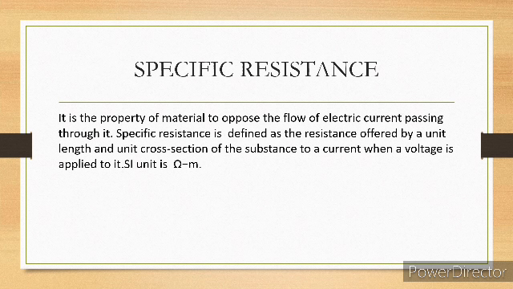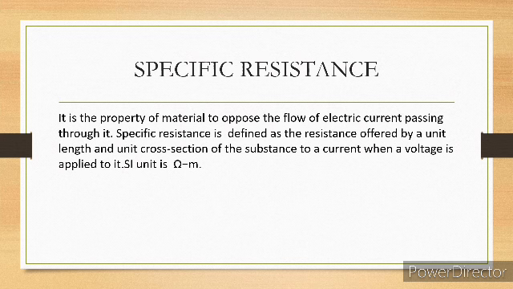So next, the specific resistance. Specific resistance means it is the property of a material to oppose the flow of electric current passing through it. Specific resistance is defined as the resistance offered by a unit length and unit cross section of a substance to the current when voltage is applied to it. So specific resistance is the property of a material.